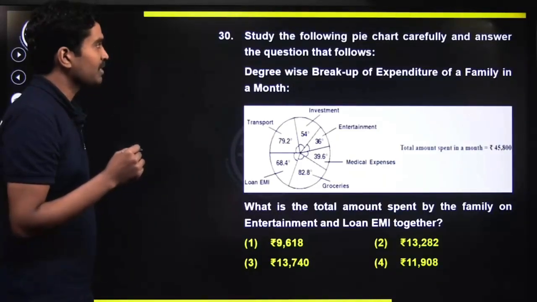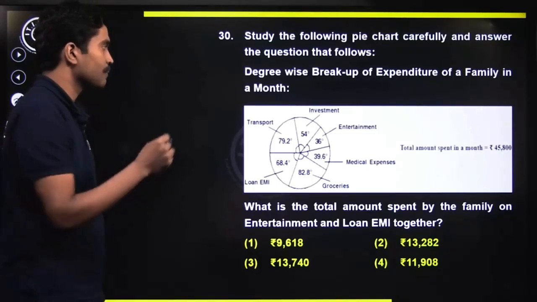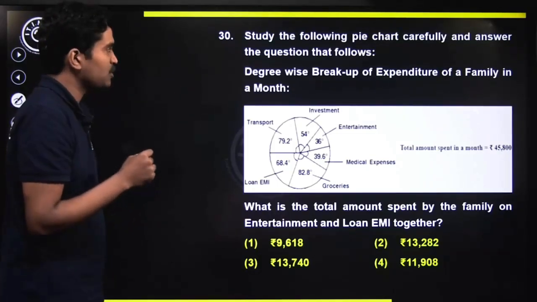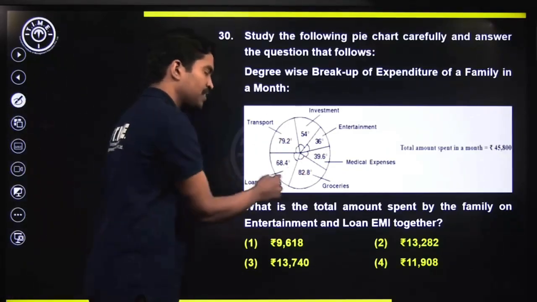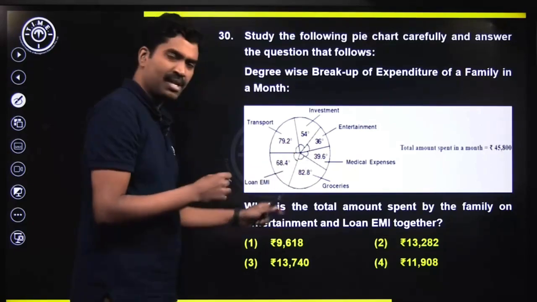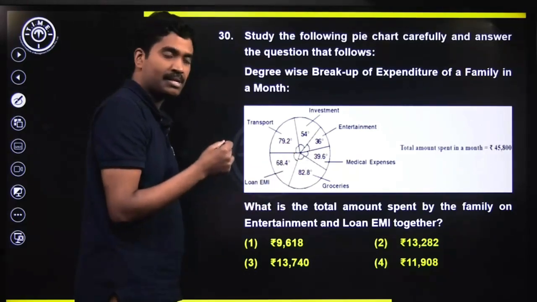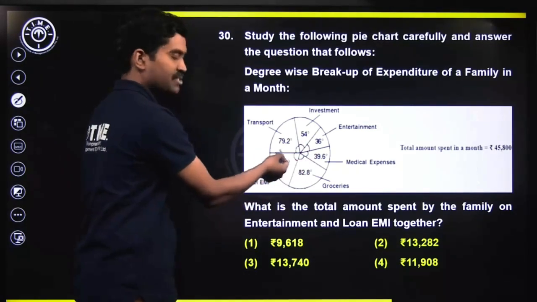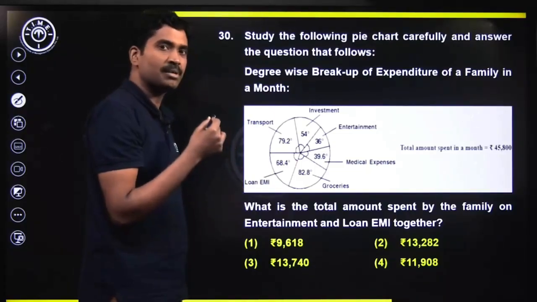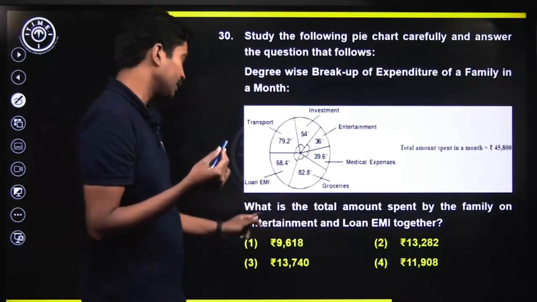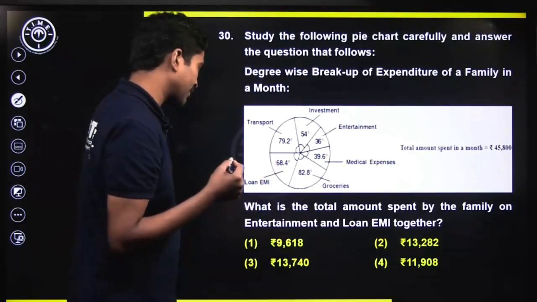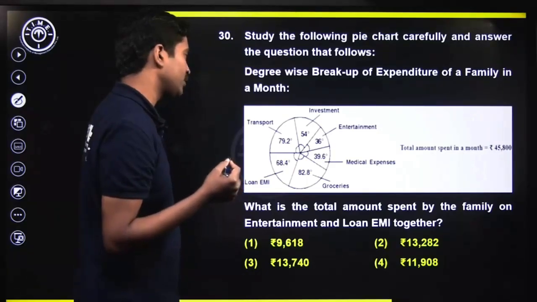Study the following pie chart carefully and answer the question that follows. This is the degree-wise breakup of expenditure of a family in a month. This is represented as a pie chart, meaning a pie chart can be expressed in terms of angles, degrees, where all the degrees should add up to 360, or it could also be expressed in terms of percentages, where all the percentages will add up to 100. We know that. Now, what is the total amount spent by the family on entertainment and loan EMI together?